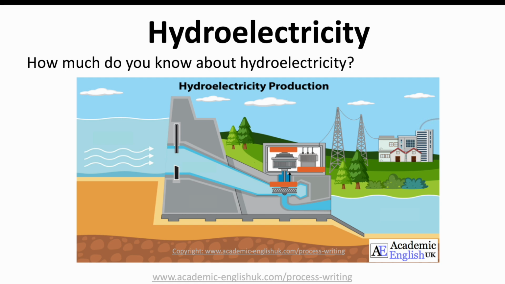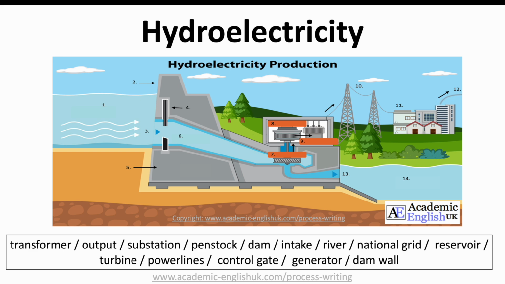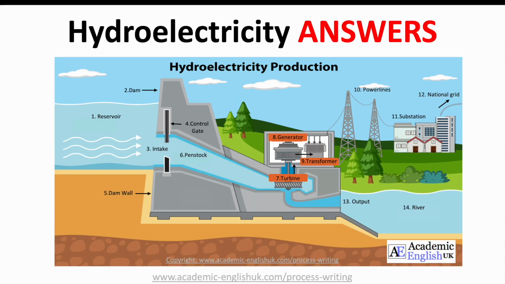So, on this slide, you can see numbers from 1 to 14. Pause the slide and label the diagram with the words in the box below. Okay, here are the answers. Pause and check.